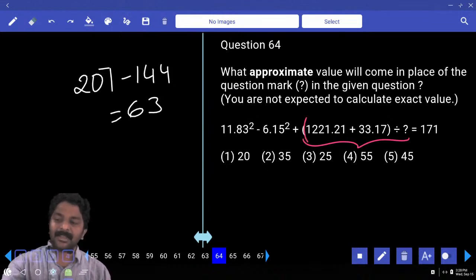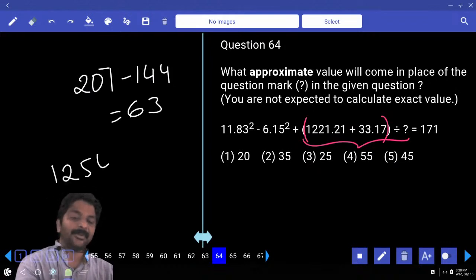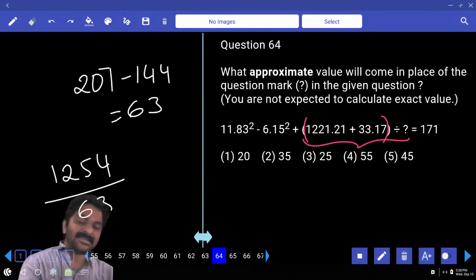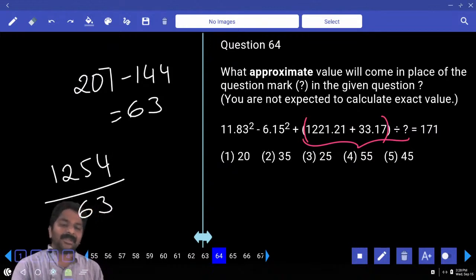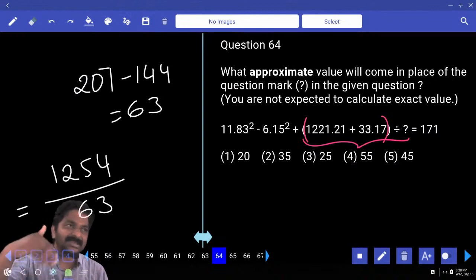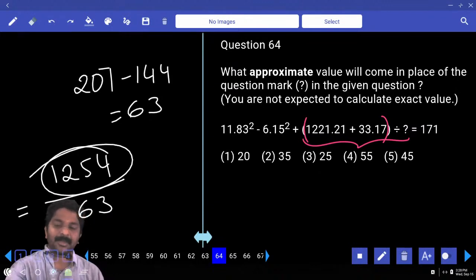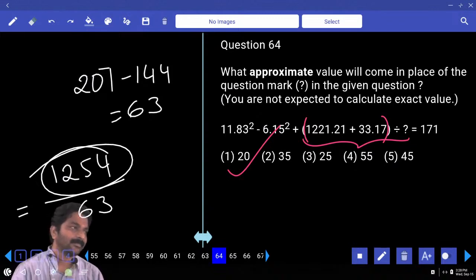First complete the bracket value. 1221 plus 33, that is equal to 1254 only. Divided by x is equal to 63, then x is equal to numerator divided by 63. What is 10 times the denominator? What is 20 times? If 10 times is 630, 20 times is exactly double, right? 630 doubled, 1260. Your numerator is approximately 1260, so the answer is approximately 20 times.